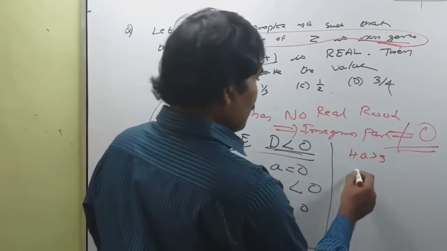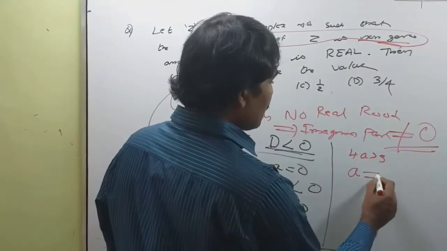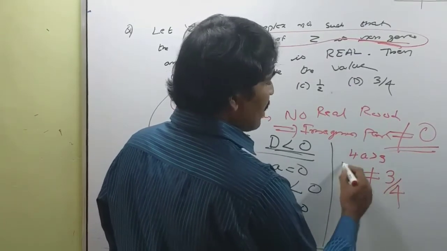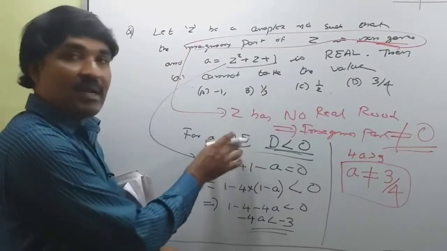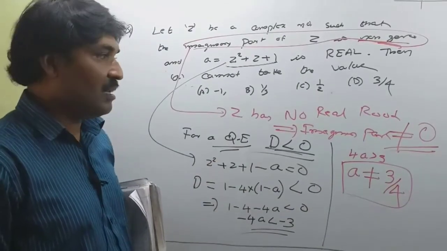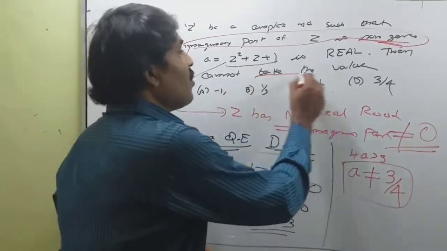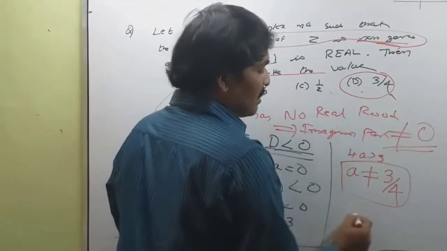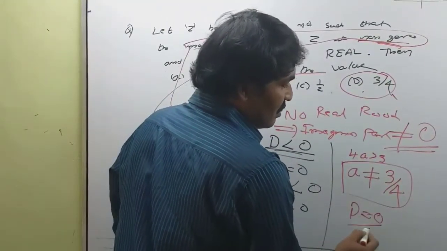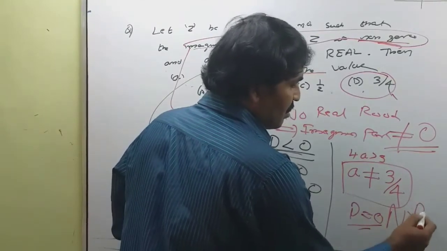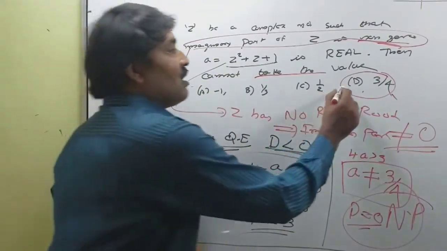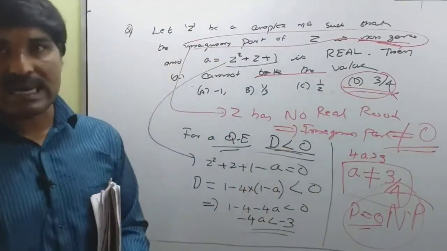Or A not equal to 3 by 4. If A equal to 3 by 4, the discriminant becomes 0 and the roots become real. So A cannot take the value 3 by 4. If A equal to 3 by 4, that implies D is equal to 0. This is not possible. If D equal to 0, both the roots become real. So A not equal to 3 by 4. That is a correct choice.